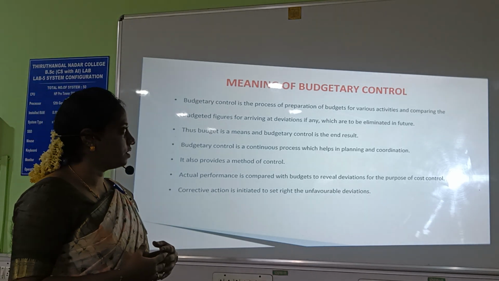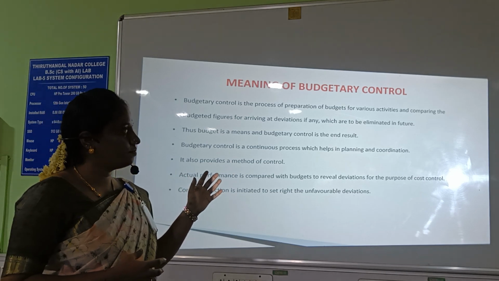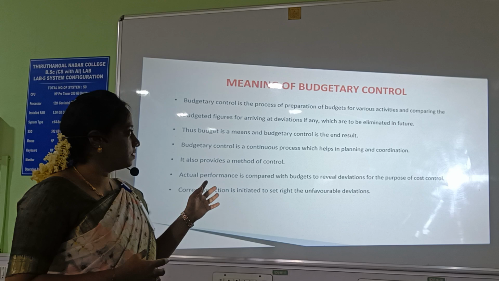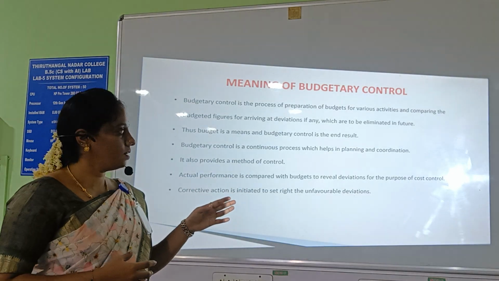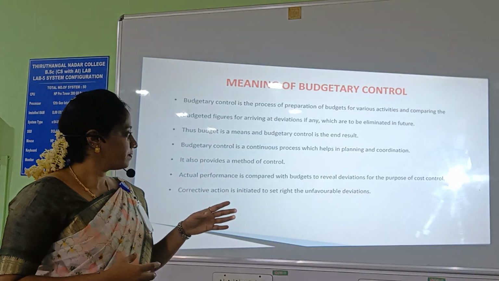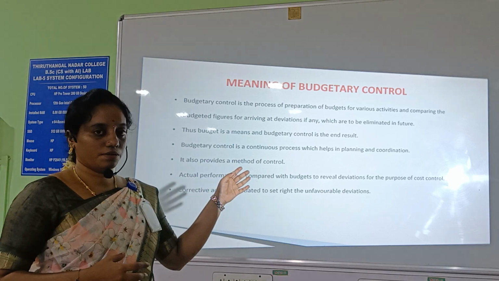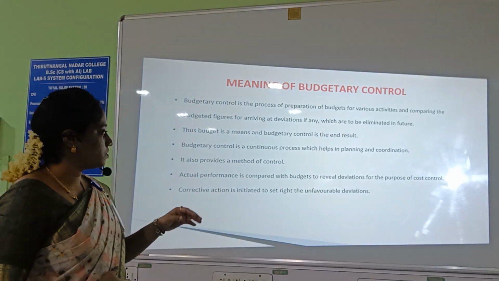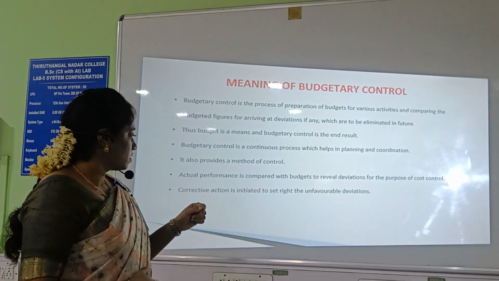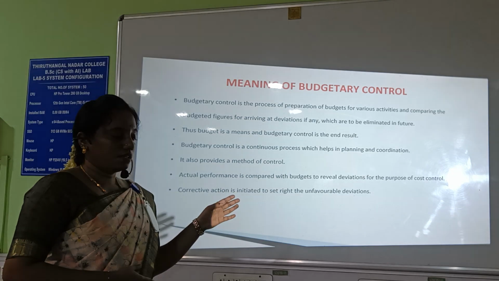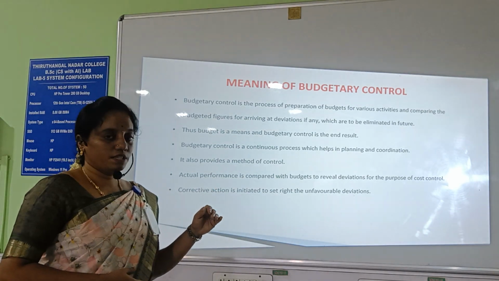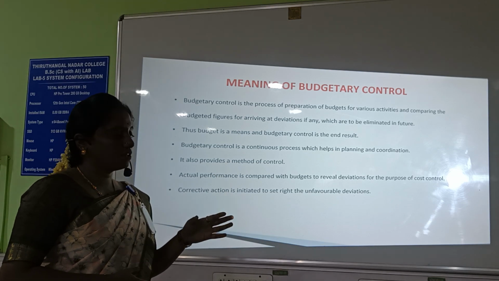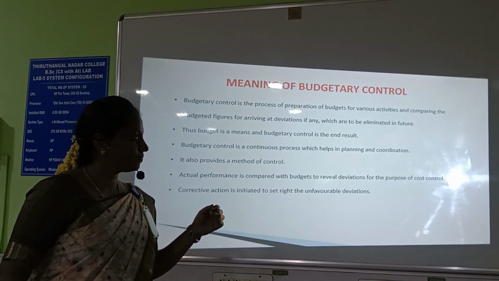So, meaning of budgetary control. Budgetary control is the process of preparation of budgets for various activities and comparing budgeted figures for arriving at deviations, if any, which are to be eliminated in future. Budgetary control is a continuous process which helps in planning and coordination. It also provides a method of control. Corrective action is initiated to set right the unfavorable deviations. Actual performance is compared with budgets to reveal deviations for the purpose of cost control.